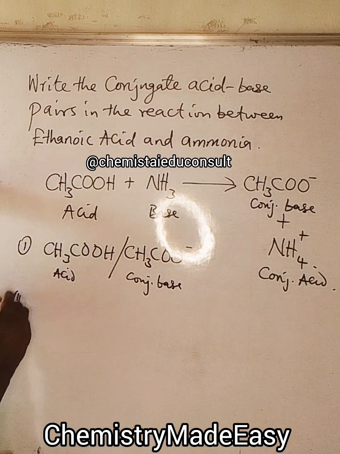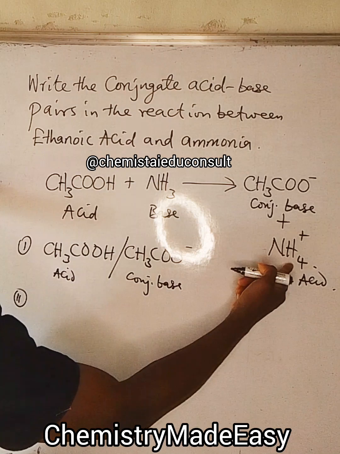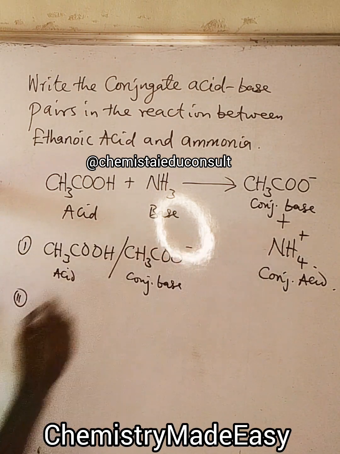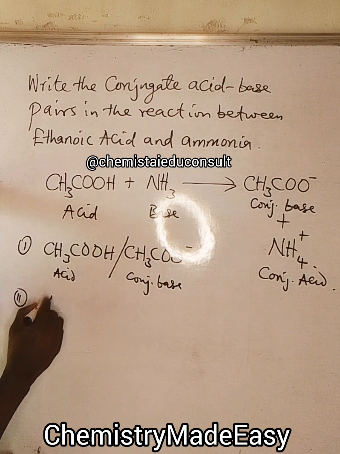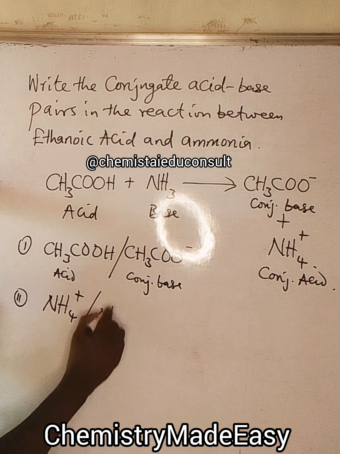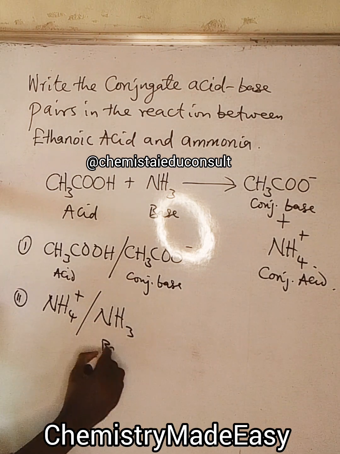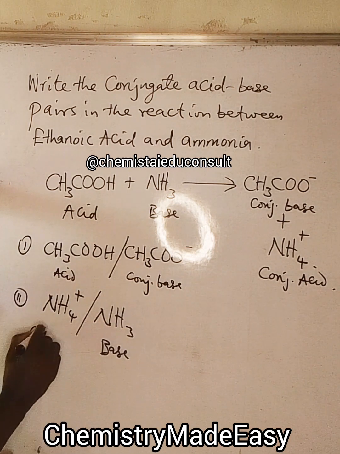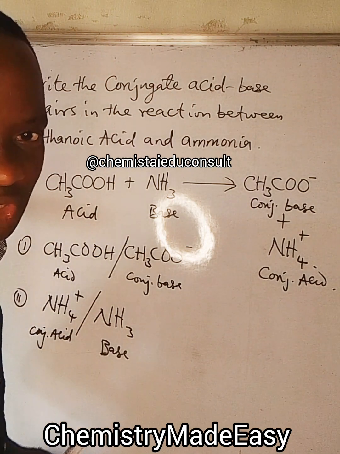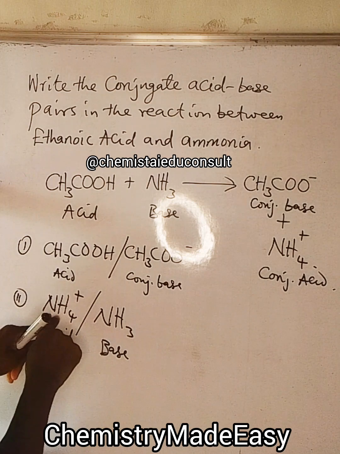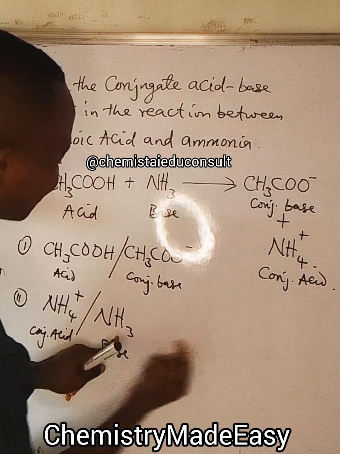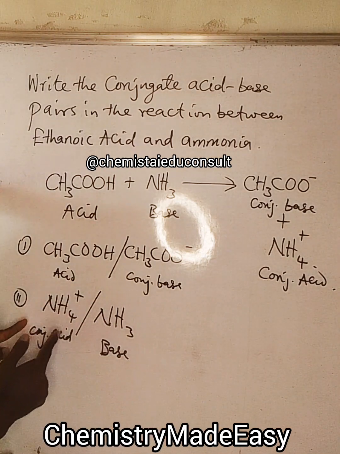Now, another conjugate acid-base pair. This is the conjugate acid. This is the base. So you list them. You can list them like this: NH4 plus and NH3. This is the base. This is the conjugate acid. How are they related? Loss or acceptance of proton. When NH4 plus loses a proton, it becomes NH3. When NH3 accepts a proton, it becomes NH4 plus.